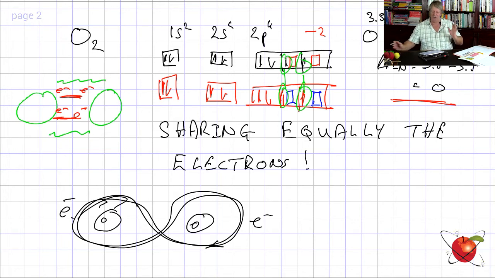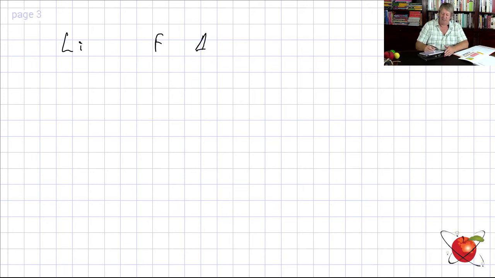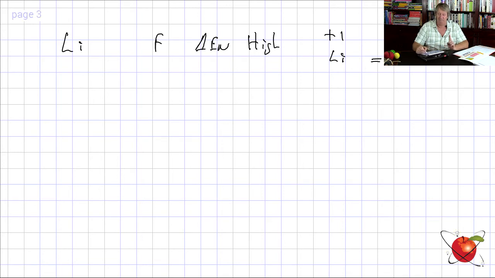Now, the last few words here is this, right? I need to go through and just quickly explain this process. Remember when we said lithium and fluorine? We looked at delta electronegativity, and it was high. And we said that we got a positive 1 and a negative 1 side of the lithium fluoride molecule, right? Remember that? What it means was that the electron is spinning around that side, right?